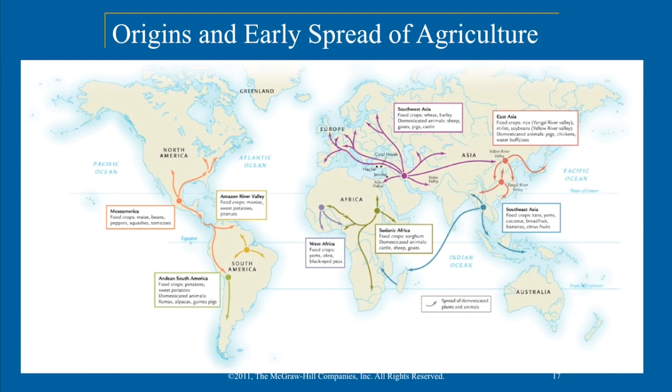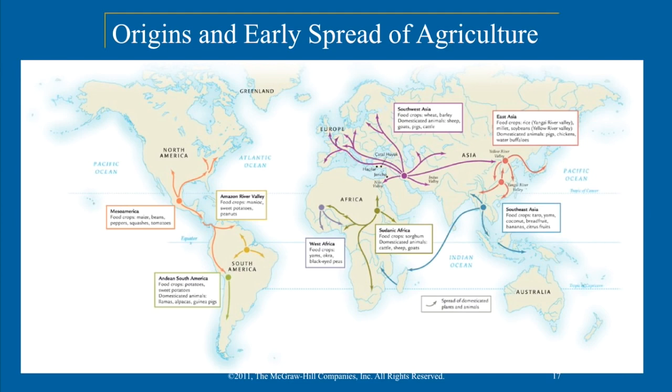Here's the origins and early spread of agriculture. You can see down here how, for example, food crops like sorghum in Sudanic Africa spread around. West Africa, okra moved around. And you can see how they just spread all throughout the regions, making people have higher calorie intakes.